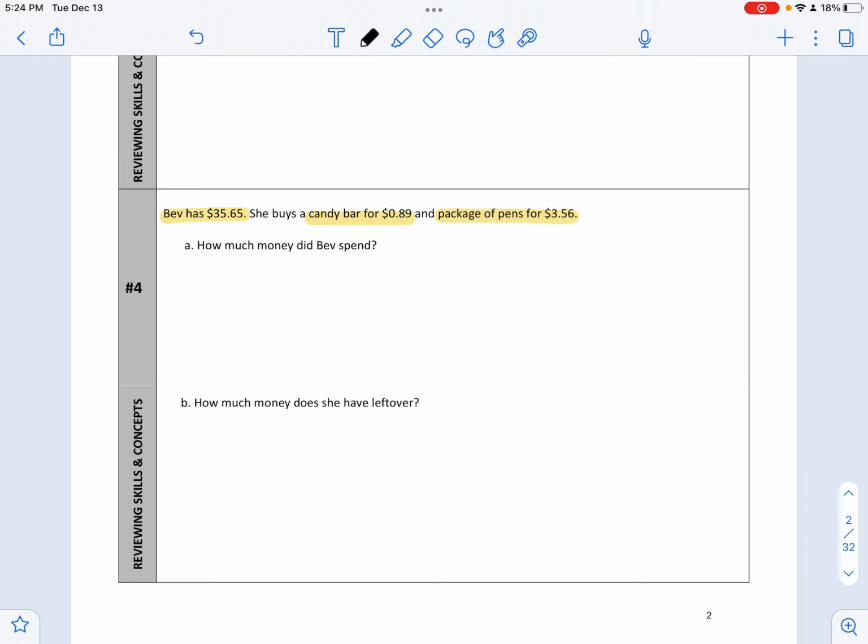In this problem, you know that Bev is starting with $35.65. Then she's spending money, 89 cents and $3.56. You need to know in total how much money she spent between the candy bar and the package of pens. Then you need to know how much money is left given the amount she started with. Take your time using your decimal operations. Be sure to line up your decimals appropriately and circle and label your final answers.